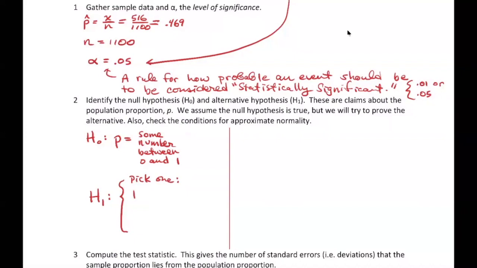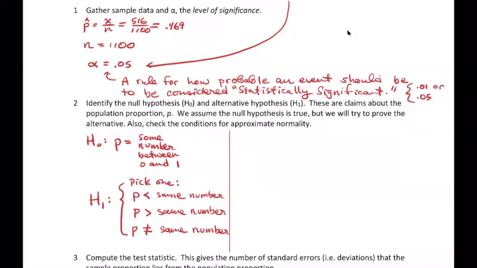It can be that the population proportion is less than the value above. I'll say the same number. Or you could say the proportion is greater than that same number, as in the null hypothesis. You can also do not equal. So these are inequalities. You're saying what the proportion isn't when you do the alternative hypothesis. But there's three ways to say what it isn't: less than, greater than, and not equal. Okay. Any questions here? You need to see an example.